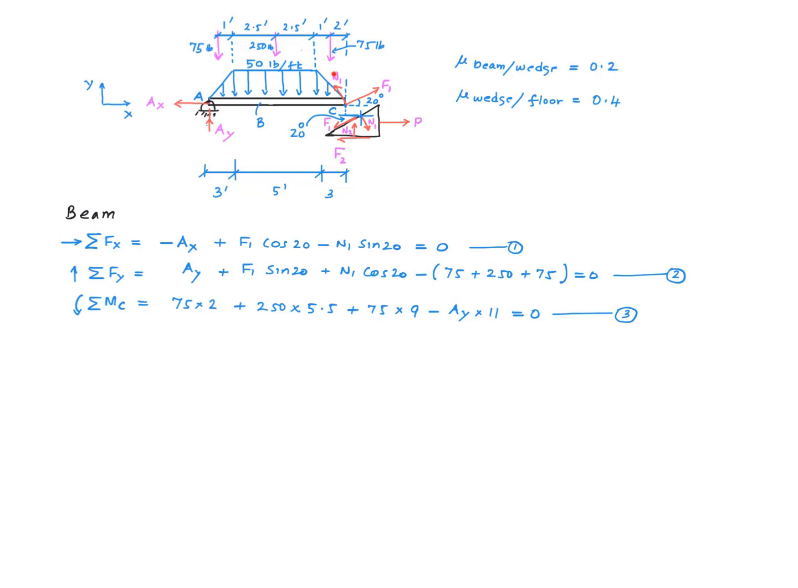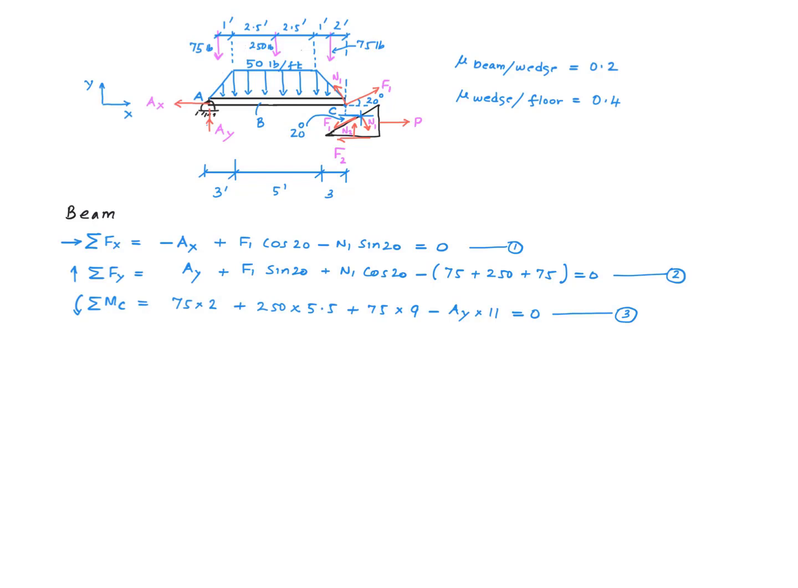The horizontal component of N1 is N1 sine 20, and it's acting in the negative x direction. So that goes in as a negative term. That's about it. All of these forces are perfectly vertical, and therefore they don't have any horizontal components. So that includes the reaction at point A in the y direction as well. Here is the force equation in the positive y direction. I'll let you follow that.